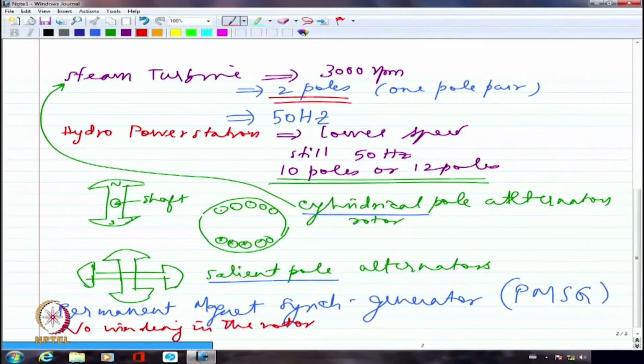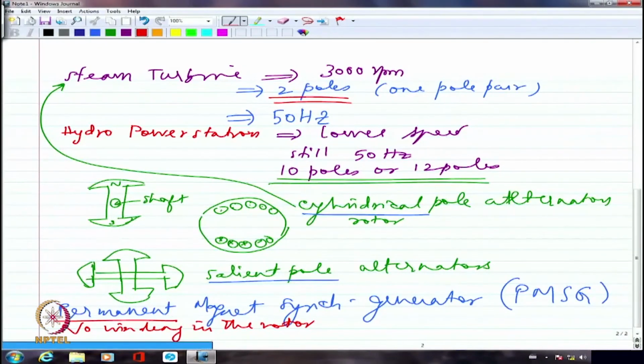Whereas in the case of a wound field rotor, we have to be careful whenever it is working at a very high speed. It can throw away the winding, that is, the windings can come out of the rotor slots due to the centrifugal forces. So that can be a major problem when I make the machine work at extremely large speeds. So permanent magnet synchronous generators are very, very advantageous in that sense.